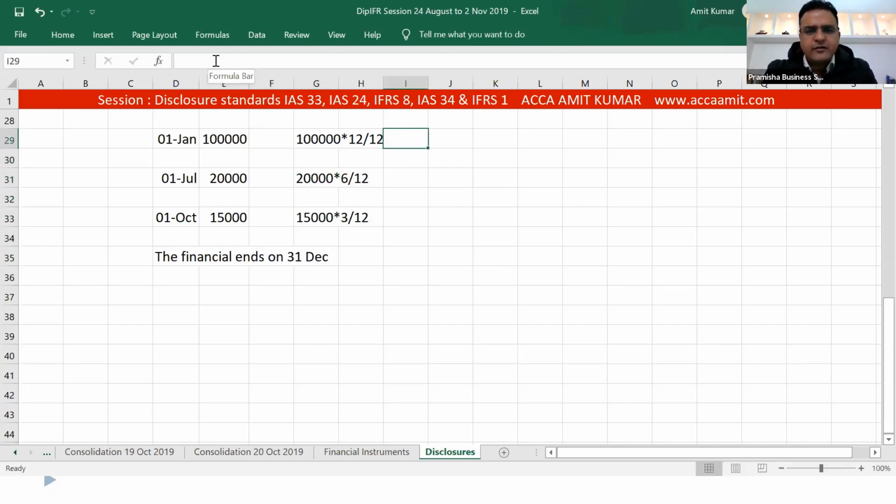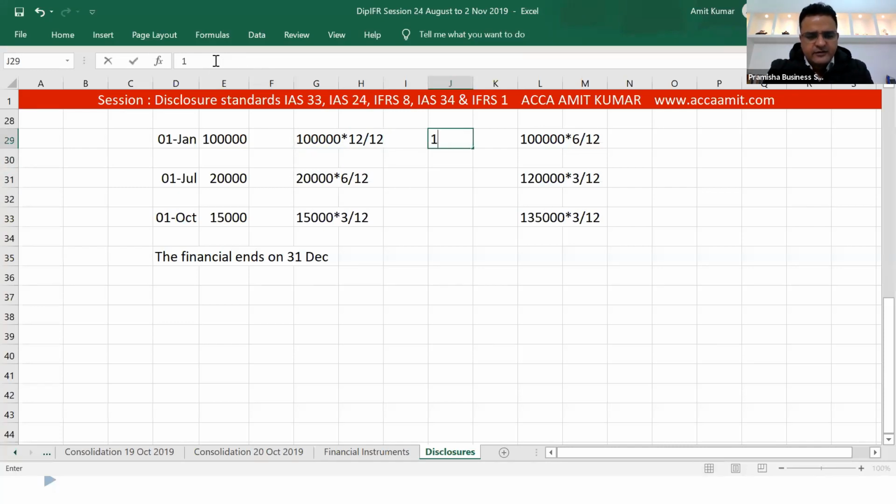The other option available to us is that we can say that 100,000 were in existence for the first 6 months. Then it became 120,000 for the next 3 months, and it became 135,000 for the next 3 months. Now mathematics is a choice. Whatever method of mathematics you plan to use, you're free to use. The result will be the same.